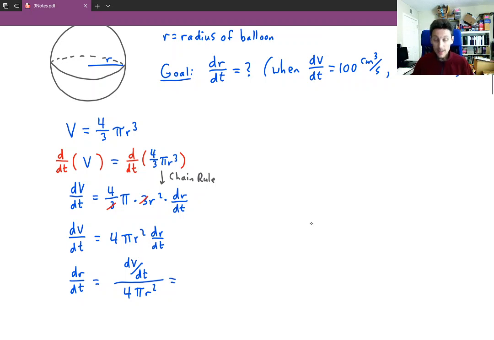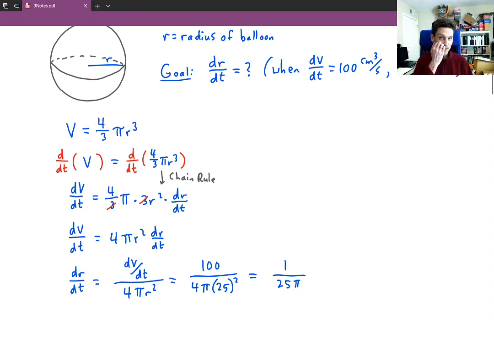And plug in now dV/dt, which we know is 100 cubic centimeters per second, and r, which is 25 centimeters. So 100 over 4 pi times 25 squared. And if you work that out and simplify, you end up with something like 1 over 25 pi.